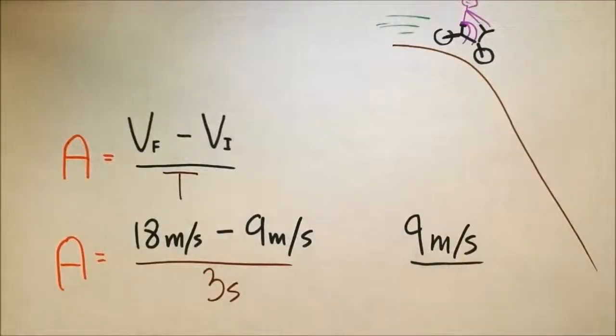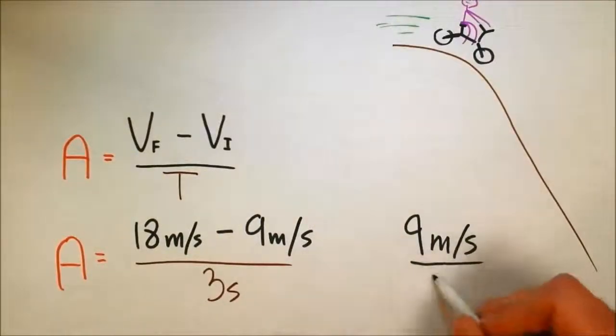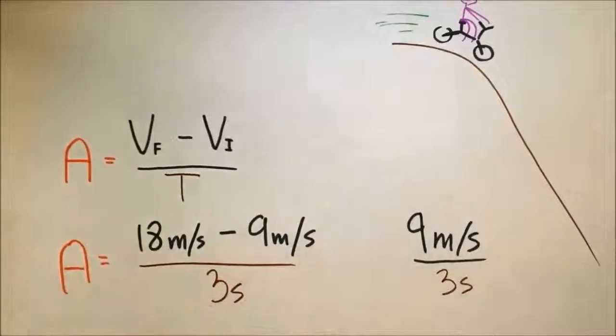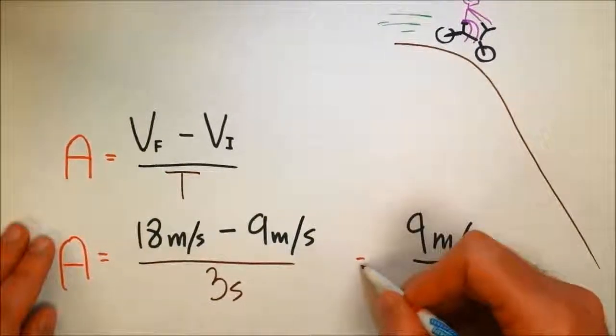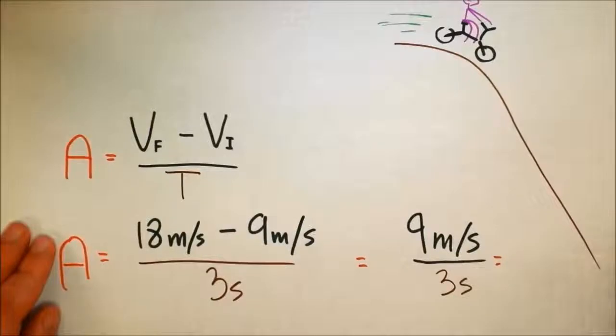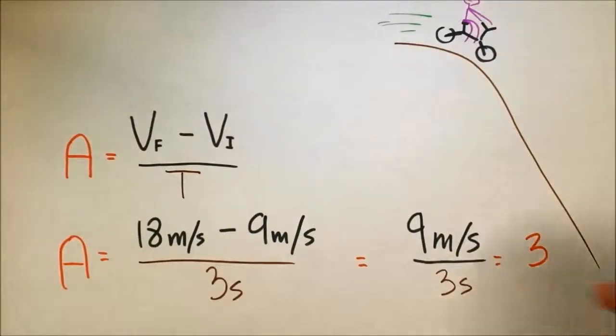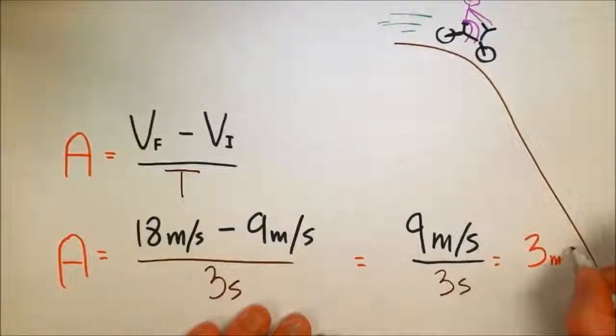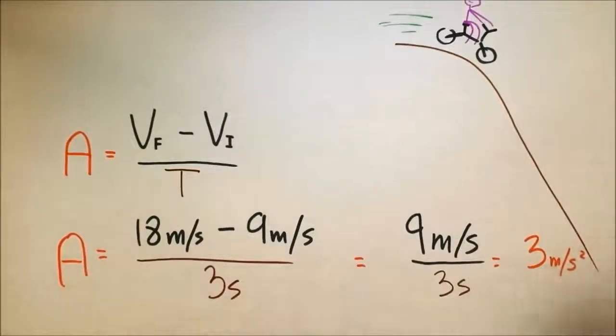The time did not change, obviously. It's still 3 seconds. And what is 9 divided by 3? 3, of course. You will see that you will have meters per second divided by second. So this is going to be your acceleration, meters per second squared. And that's it. That is the answer to the problem.